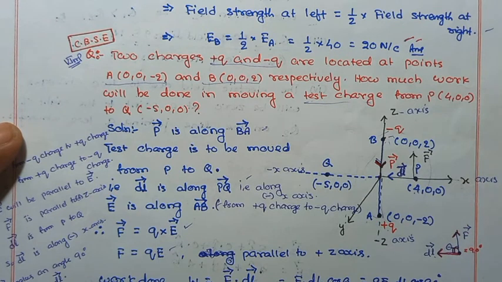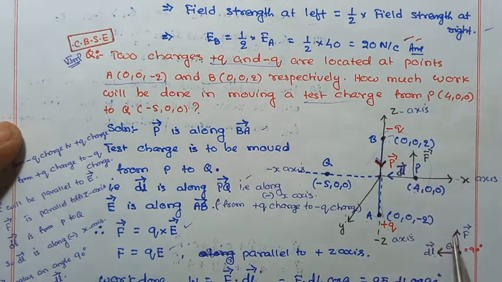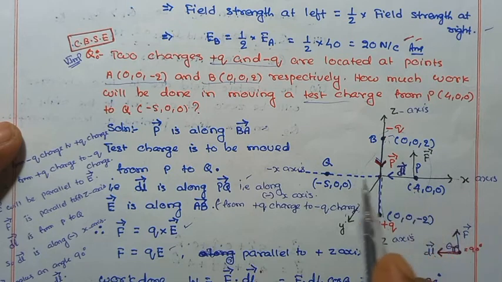Okay? Electric field lines are always from positive charge to negative charge. So direction of force is from positive charge to negative charge, and it is the attraction force. Okay? So the force is directed from negative z axis to positive z axis, and we are interested to move the test charge from P to Q.